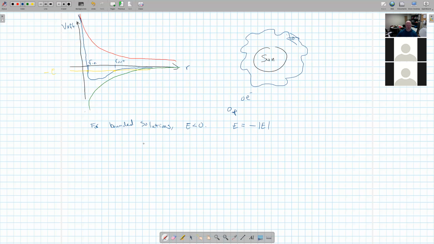So let's go back to our differential equation. Now we have minus h bar squared divided by 2 mu times the derivative with respect to r, plus L times L plus 1 times h bar squared divided by 2 mu r squared, plus our potential, all acting on U, must be equal to negative absolute value of the energy times U.